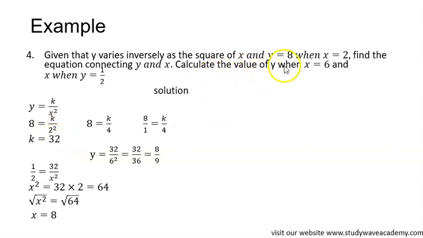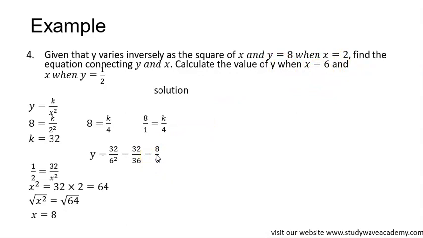So now we have to calculate the value of y when x is 6. To get y, remember we are using this formula. y = k over x squared, where k is now 32, and x is 6. So it's 6 raised to power 2, don't forget. 6 raised to power 2 is 6 times 6, not 6 times 2. 6 times 6 gives us 36. So we have 32 over 36. Simplifying this fraction gives you 8 over 9. So when x is 6, y = 8 over 9.